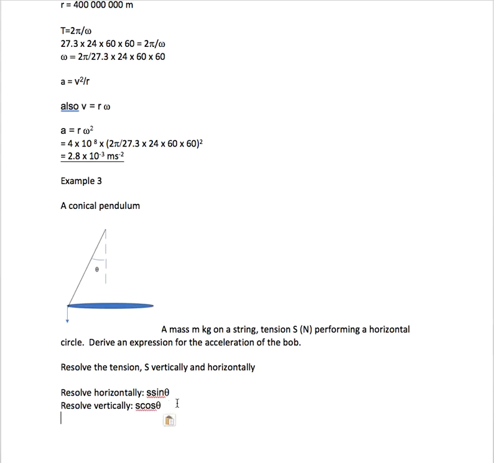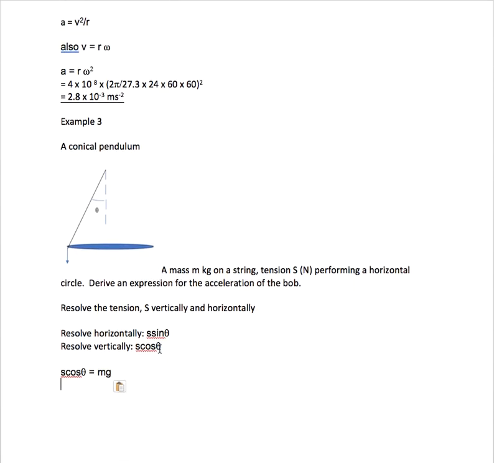So where does that get us? Well, S sine theta is the only force horizontally, whereas vertically, S cos theta will equal mg. I've got mg down here, I've got S cos theta up here. Those two forces will be equal. There is no acceleration in the vertical plane. The bob is not accelerating up or down, it is accelerating in the horizontal plane. So these two forces are equal, so there is no resultant force vertically, but there is a resultant force horizontally.